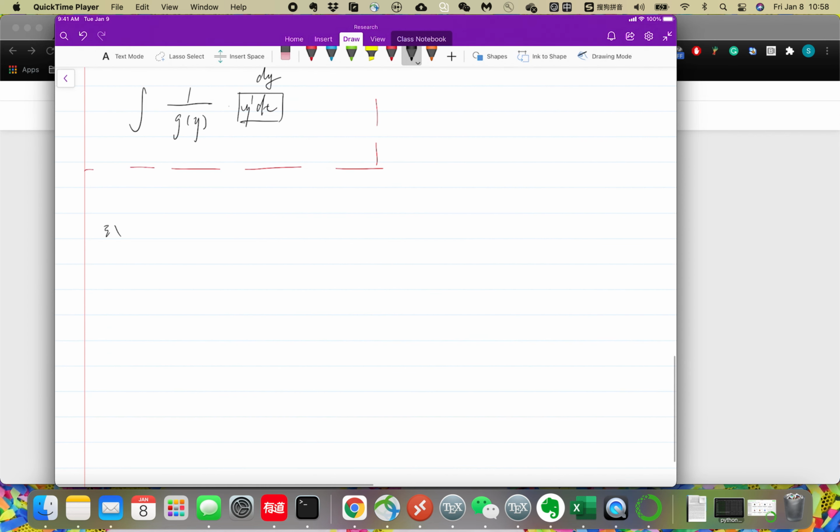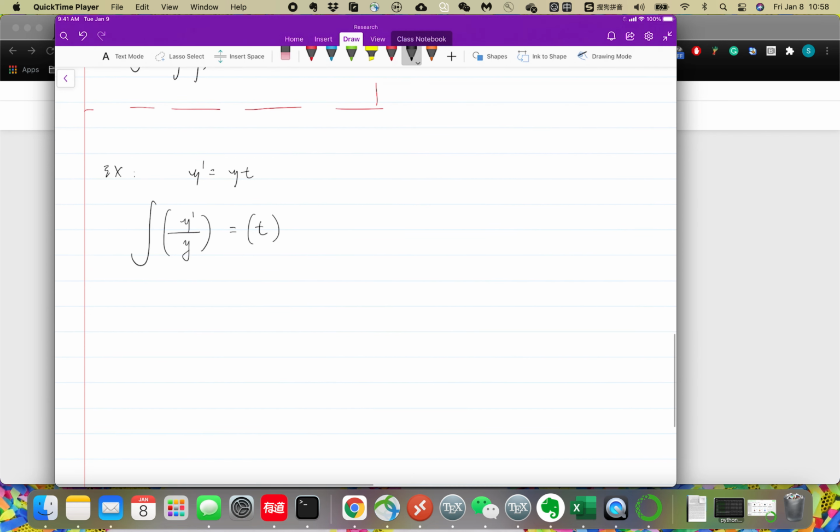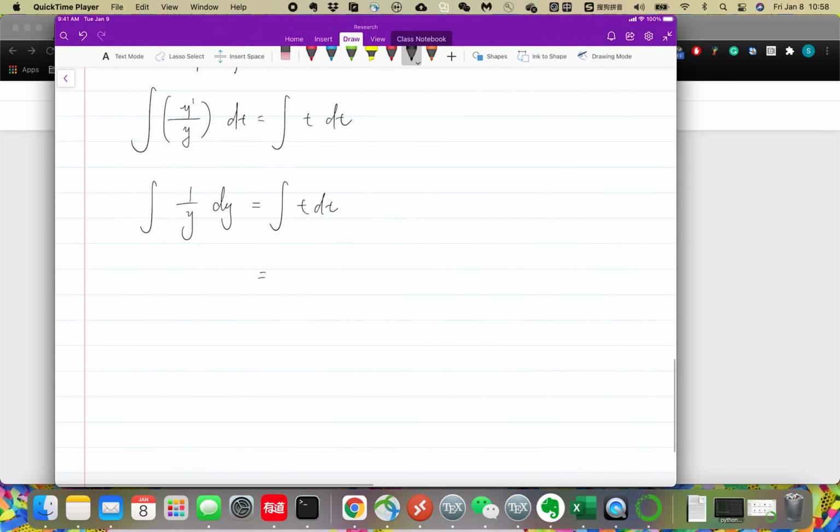All right, that's the idea. Let's try some examples. y prime equals yt. Okay. y together, t together. Integration. At the first, it's all with respect to t. But y prime and dt merge into dy. And then it's super easy.